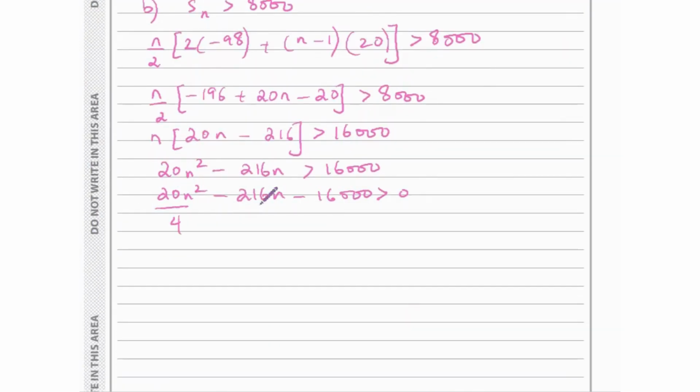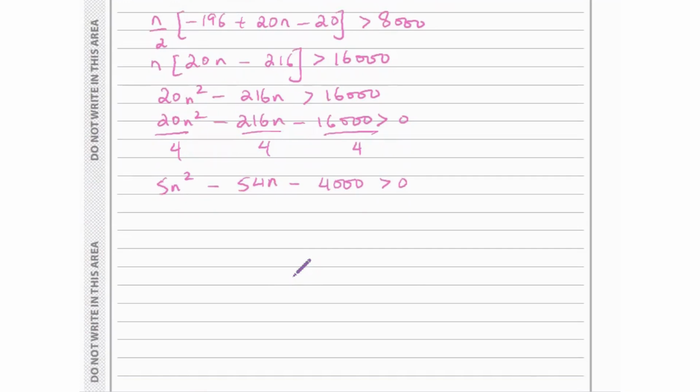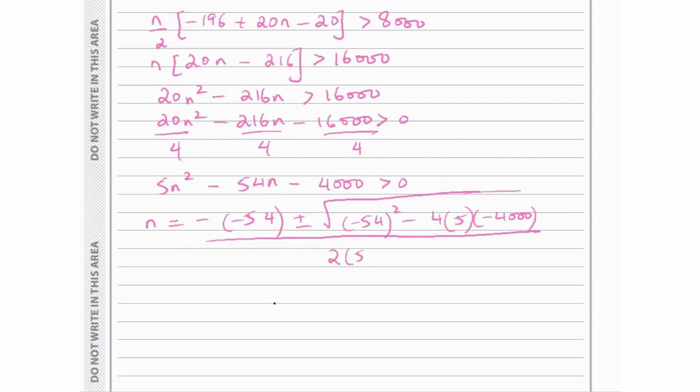I'm going to divide everything by 4 to further simplify the equation. So that's going to give us 5n squared minus 54n minus 4,000 greater than 0. We have a quadratic equation, so I'm going to use the quadratic formula. So n equals negative 54 plus or minus the root of negative 54 squared minus 4 times 5 times negative 4,000, divided by 2 times 5.